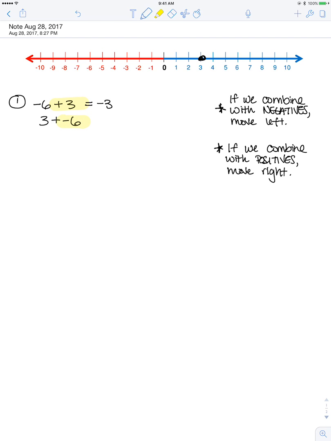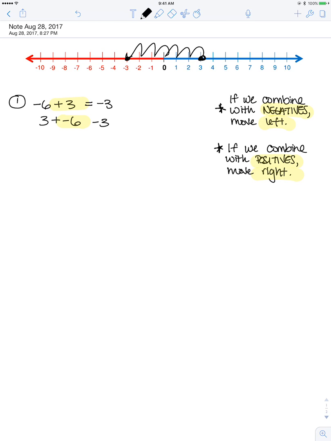And we said over here that if we combine with negatives, we move left. If we combine with positives, we move right. So we're combining this one now with a -6. So we're going to go 1, 2, 3, 4, 5, 6. And I also still end up at -3. So that's another way that that problem can be rewritten.